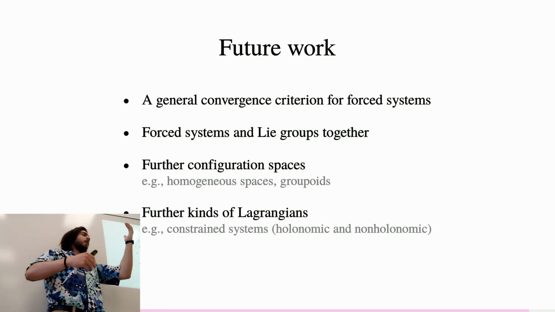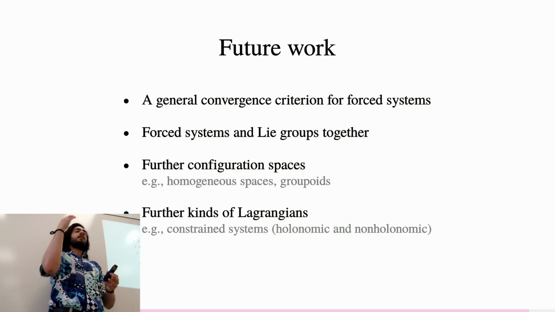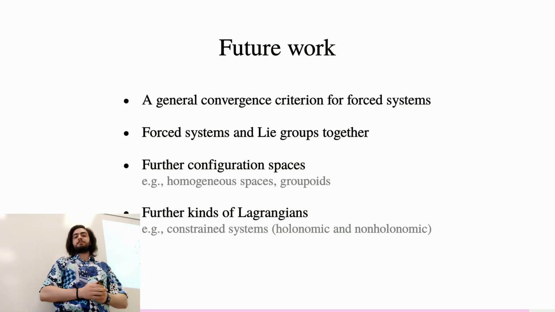And finally, we can consider other kinds of Lagrangians. So probably at the top of the priority list, it will be something like constraint systems that gives us access to robotic arms and stuff like that. With all that said, thank you very much for listening.